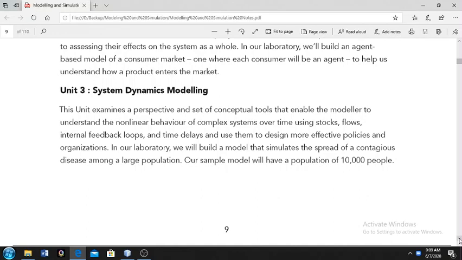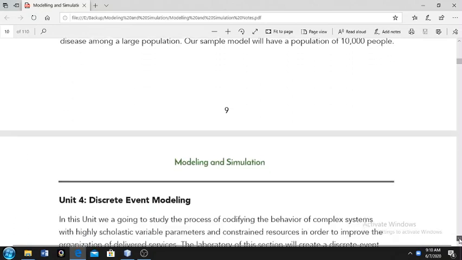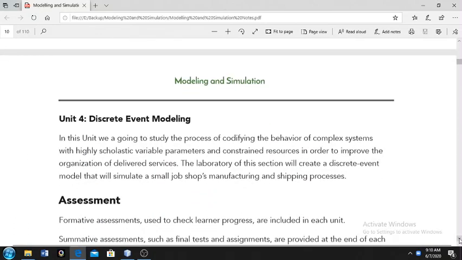In unit 3, we are going to cover system dynamics modeling. This unit examines a perspective and set of conceptual tools that enable the modeler to understand the nonlinear behavior of complex systems over time using stocks, flows, internal feedback loops, and time delays, and use them to design more effective policies and organizations. In our laboratory, we will build a model that simulates the spread of a contagious disease among a large population. Our sample model will have a population of 10,000 people.